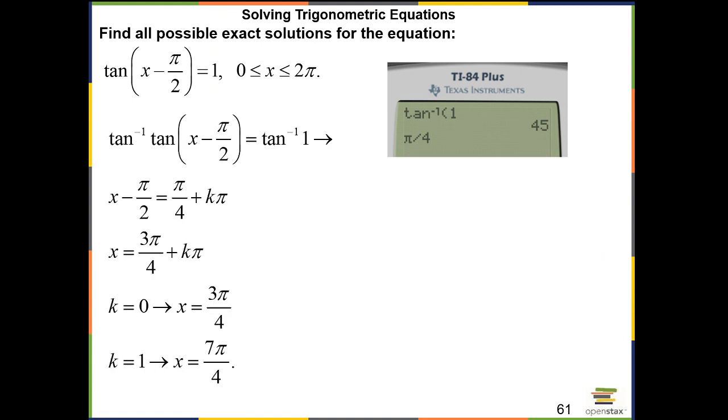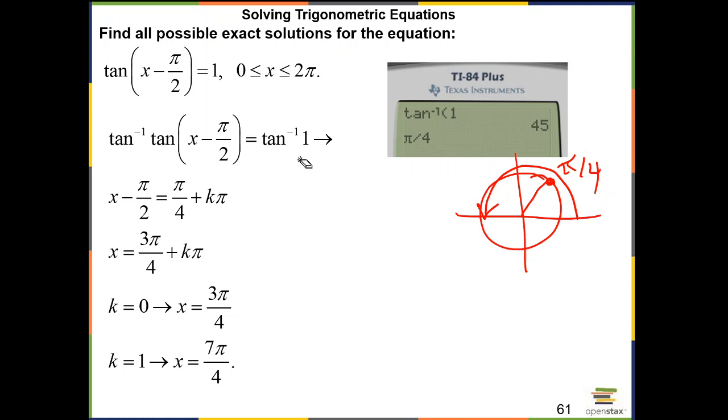Well, again, we take tangent inverse of both sides. So we're looking for x minus pi over 2 equals tangent inverse of 1. So we put tangent inverse of 1, the calculator is going to look for an angle here that has tangent 1. And we know that's pi over 4. So it's going to give us pi over 4. And that is the only angle in one period of tangent that has tangent 1. So we write pi over 4 plus k pi, okay?